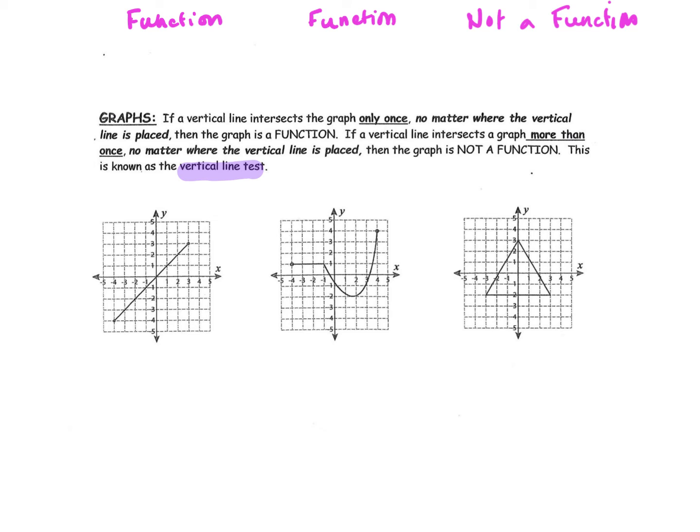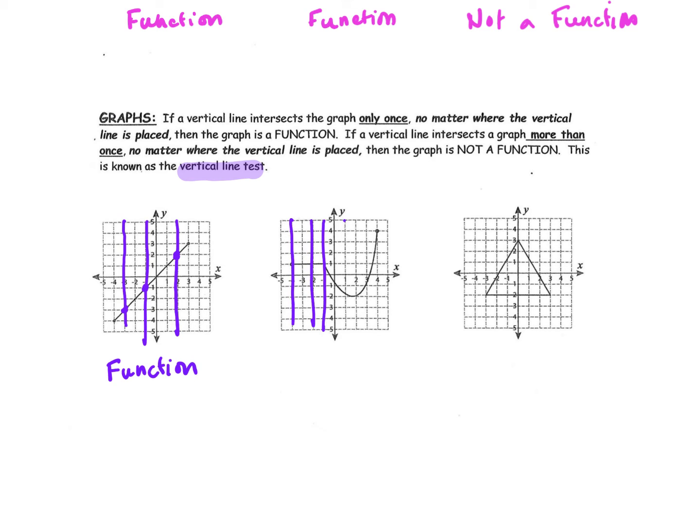So if I start dropping vertical lines, it doesn't matter where they're placed, and I see where they intersect my graph line. Well, it intersects here, it intersects here. It doesn't matter where I drop it. I'm only going to be able to drop a vertical line and touch the graph line at one spot. So this is a function because it passes the vertical line test. We're going to do the same thing for the next graph.